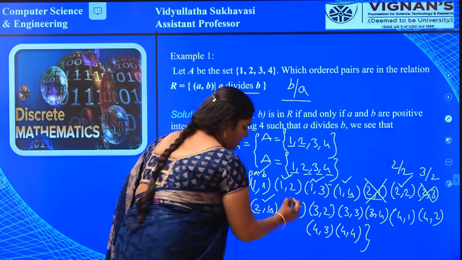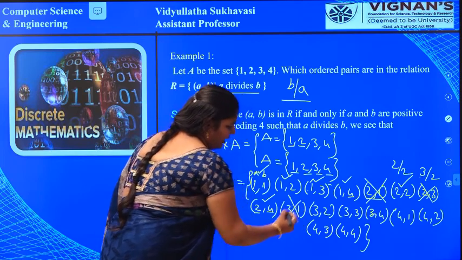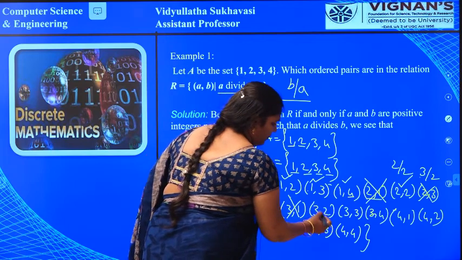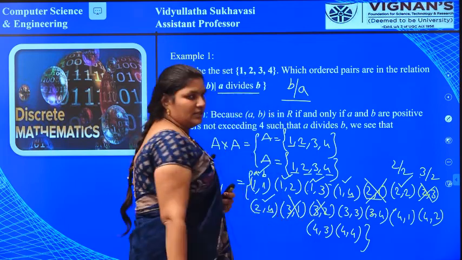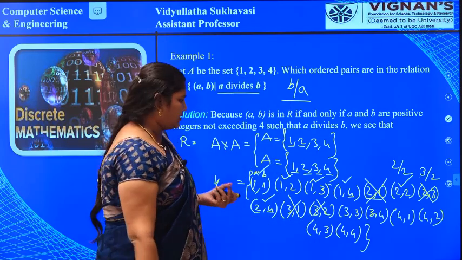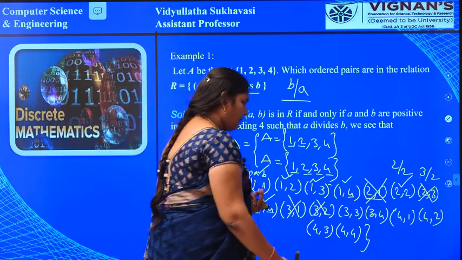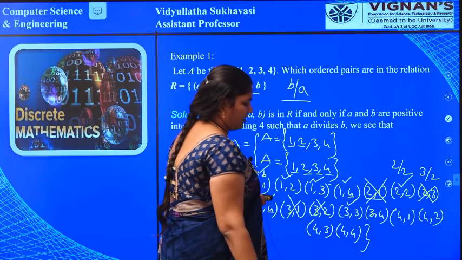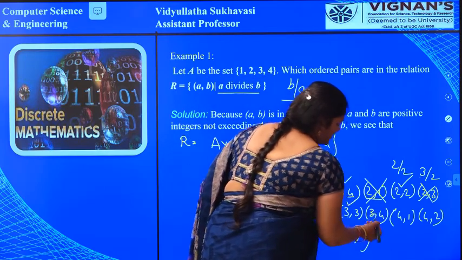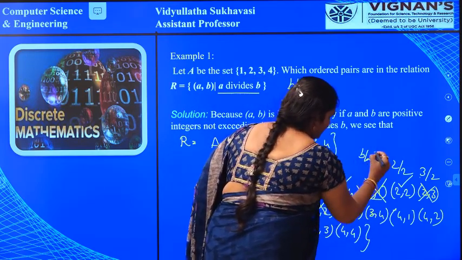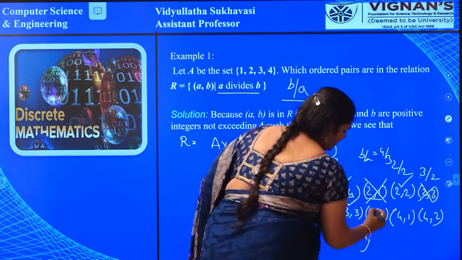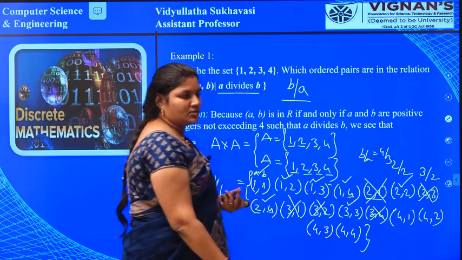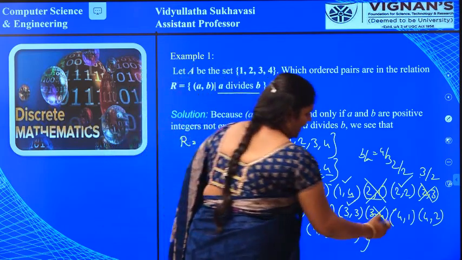Next 3 comma 1. The B value 1 is not divisible by 3, so this will not exist. Then 3 comma 2 will also not exist in the given relation R. Next 3 comma 3 will exist in the relation R. And 3 comma 4, since B by A, that is 4 by 3, is not divisible, will not exist. Next 4 comma 1, that is 1 by 4, is also not divisible with the condition.